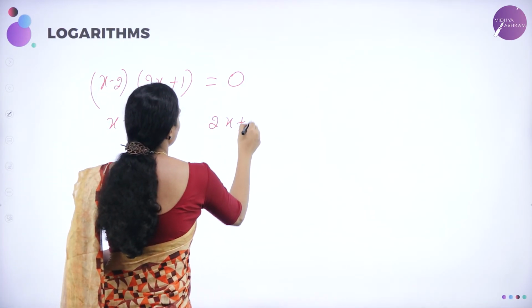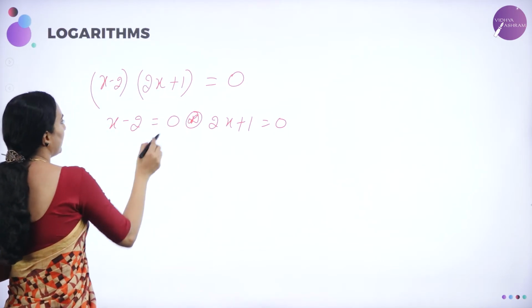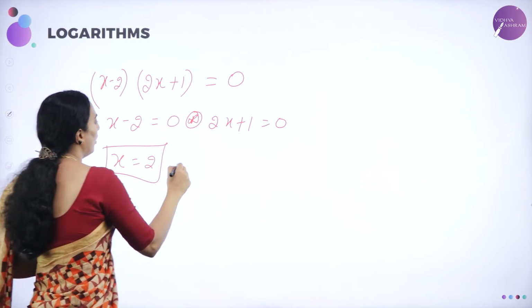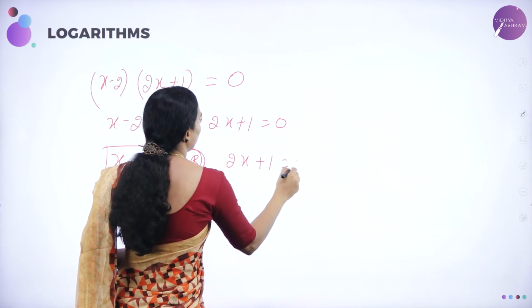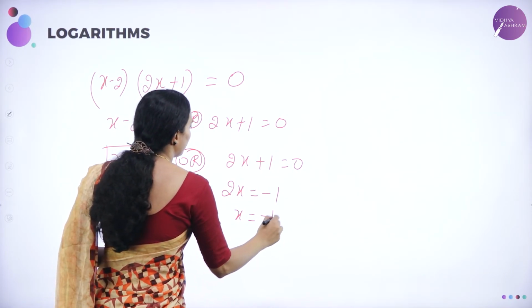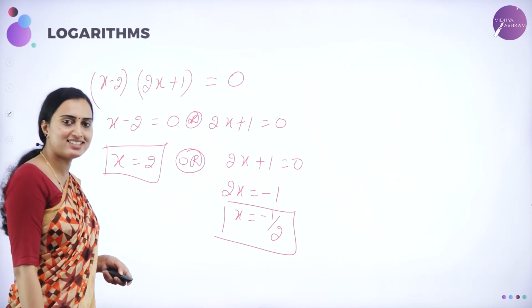So therefore you have x minus 2 is equal to 0, which means x is equal to 2, or you are going to have 2x plus 1 equal to 0, 2x is equal to minus 1, or x is equal to minus 1 by 2. That is your answer.